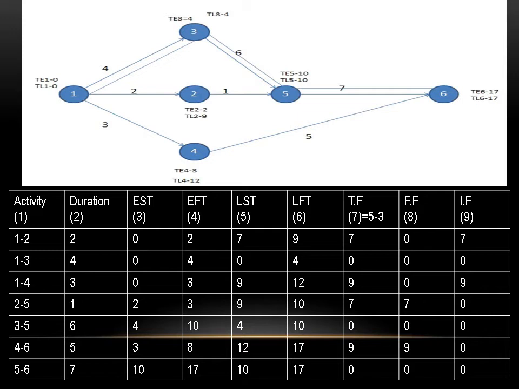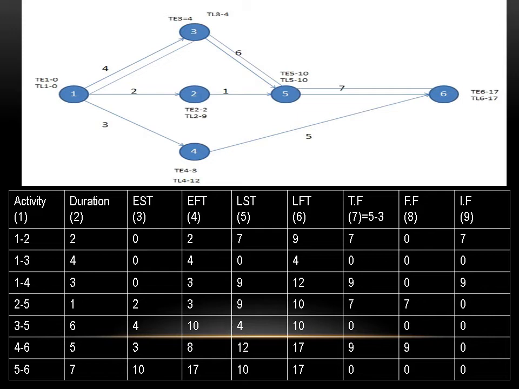So for 1 to 2, total float is latest start minus earliest start, LST minus EST, that is 7 minus 0, it is 7. For 1 to 3, LST minus EST, 0 minus 0, 0. For 1 to 4, LST minus EST, 9 minus 0, it's 9, and so on till 5 to 6, LST minus EST, 10 minus 10, it is 0. You can see that total float at some points is 0 and at some points it is showing as numbers.